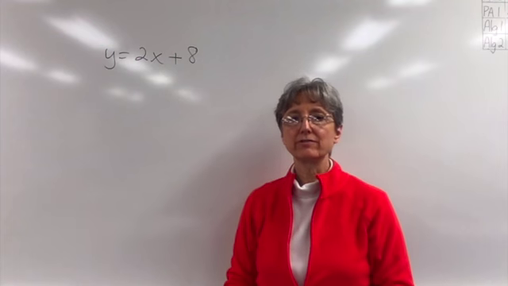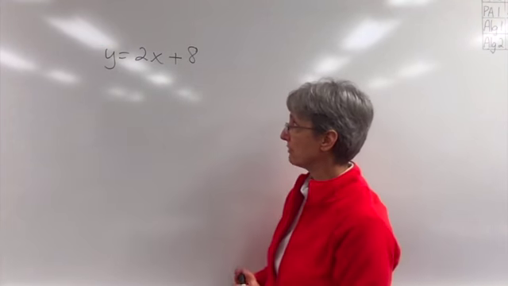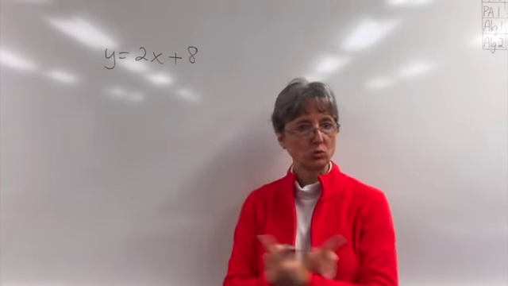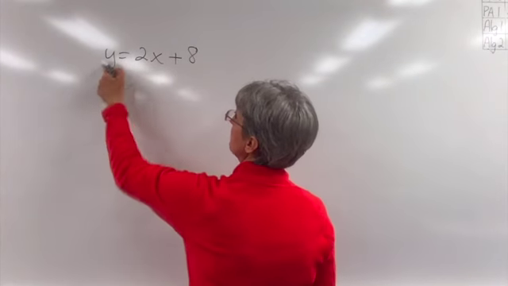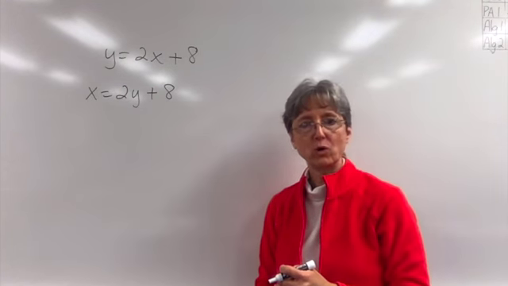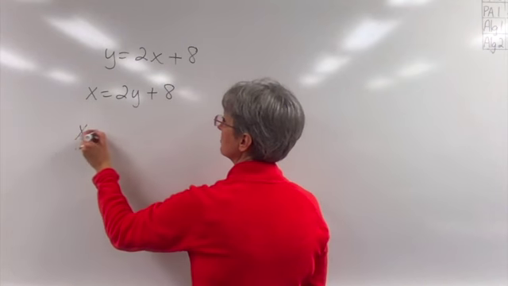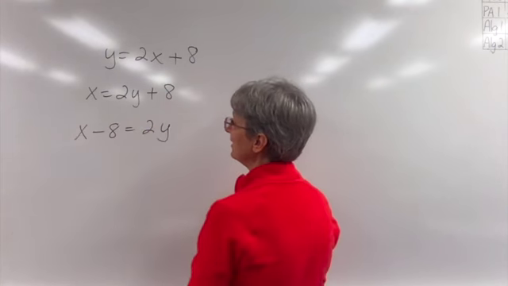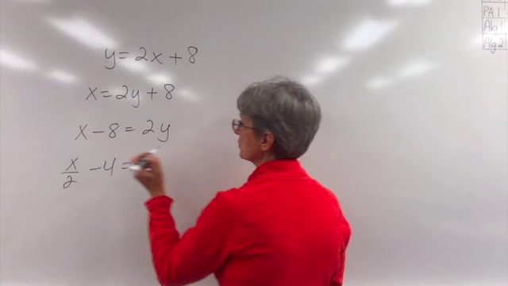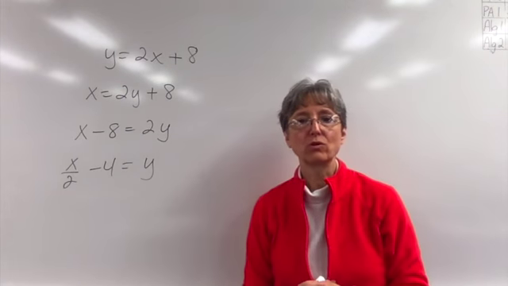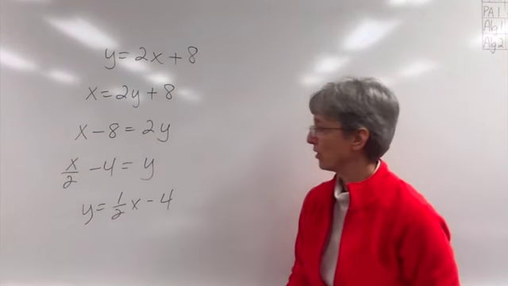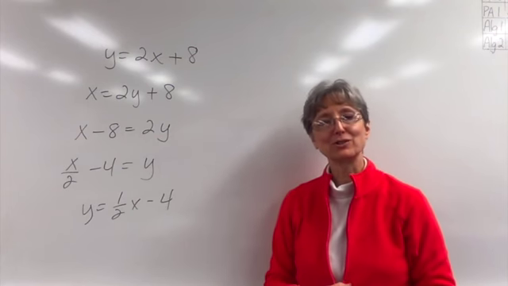Here's another function. This is a little simpler because it's just a linear function. What would be the inverse of this equation? So remember step 1, switch the x and y. So this becomes my x. X equals 2y plus 8. And now solve for y. So subtract 8: x minus 8 equals 2y. Divide everything by 2, and I get x over 2 minus 4 equals y, or 1/2 x minus 4. So y is 1/2 x minus 4. And that is its inverse.